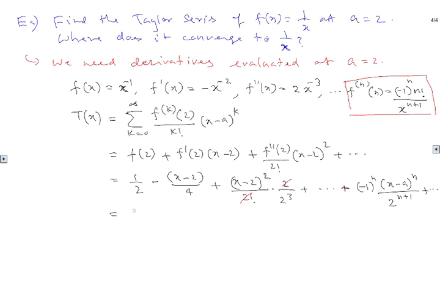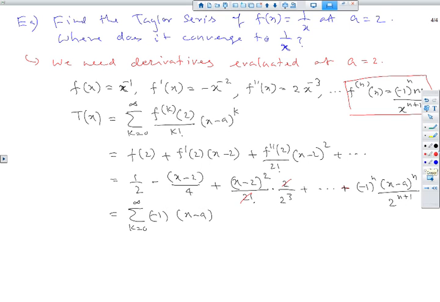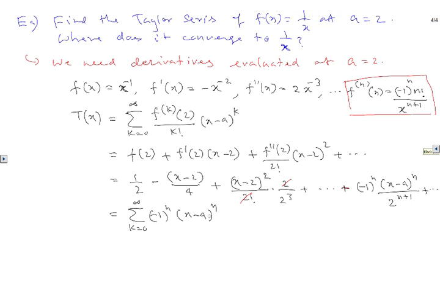If you want, you can write this in sigma form. So sigma, k going from 0 to infinity, negative 1 to the nth power, x minus a to the, not n, we use k here. Whatever the same notation, you can use that. So we have the n power, and this is 2 to the n plus 1.